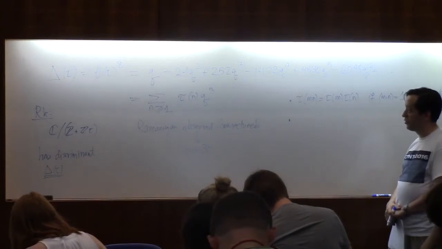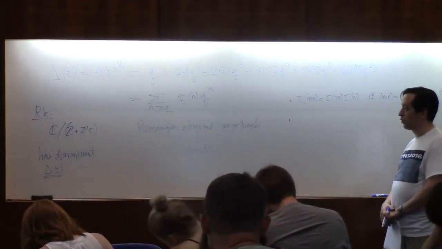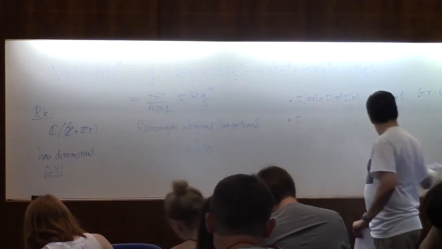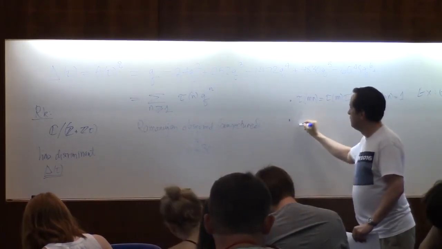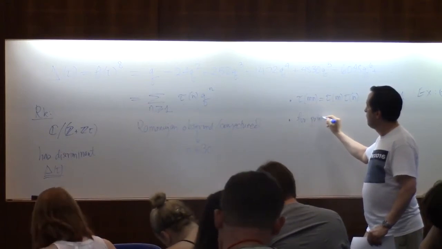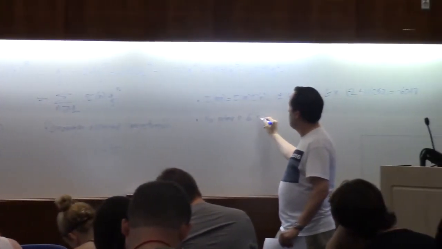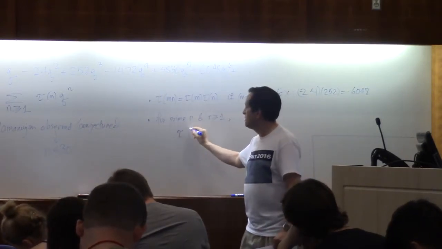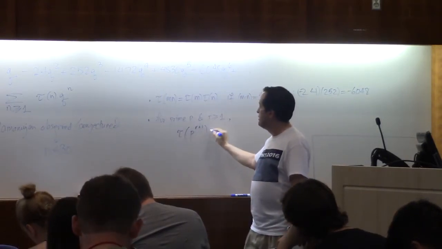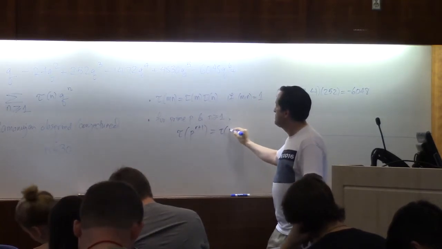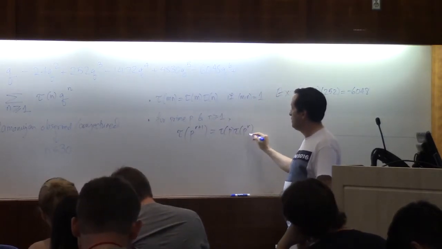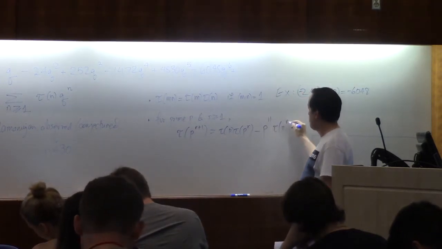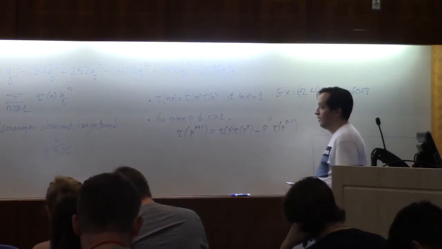His next conjecture from observations was a recursive formula for its value on prime powers. For prime p and exponents r greater than or equal to 1, he observed there's a 3-term recursion. Tau of p to the r plus 1 is tau of p times tau of p to the r, minus p to the 11th times tau of p to the r minus 1, obviously.